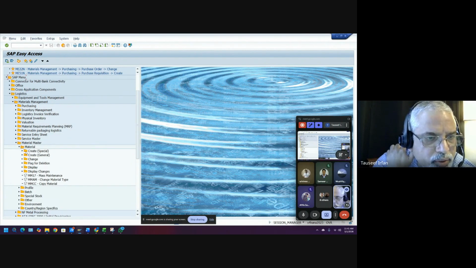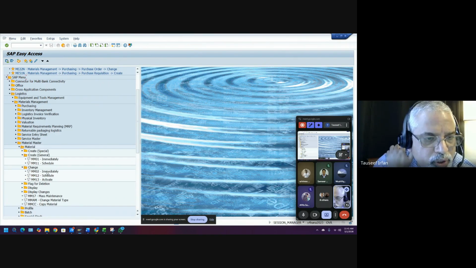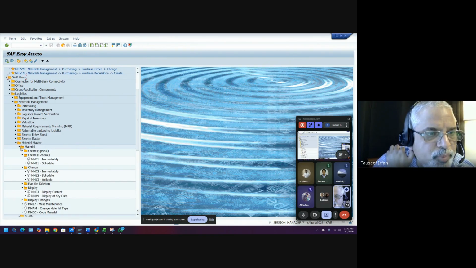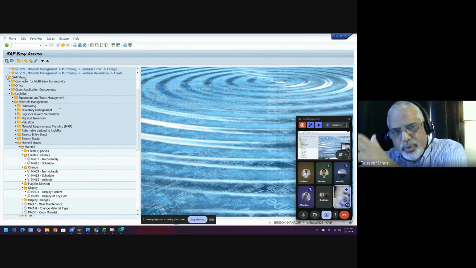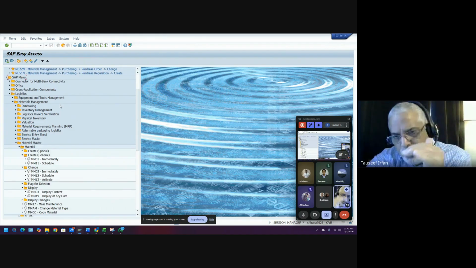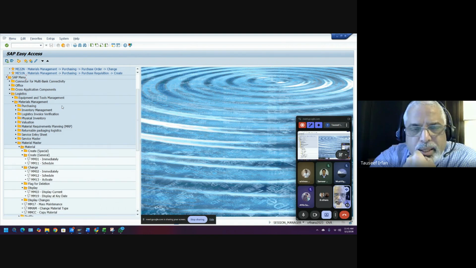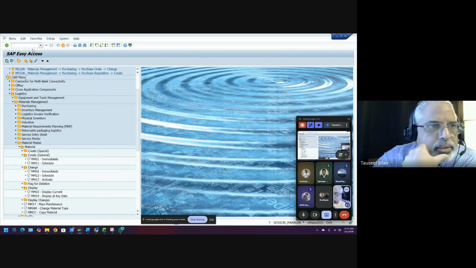So this is where you go, and you have MM01 here, the change is MM02, and the display is MM03. So you remember material management, material master, and the T codes: 01, 02, 03. This is how you remember. Okay, let's go to one of the materials and do some understanding. The first step is the level and the views. Level and views means at what level you have to set that data in the material master, and what are the views available.